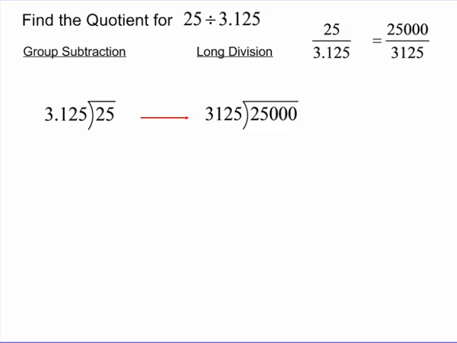So 25 divided by 3.125, or 3 and 125 1,000ths. Again, I could do this with a group subtraction method, but you can start to see how with these big decimals, group subtraction probably isn't going to be that friendly to us. I could try it, but I'm going to focus my time on the long division, and I'm going to try and move my decimal place over 3 spots. So I have to multiply the top and bottom by 1,000, and that will help me move my decimal place over.